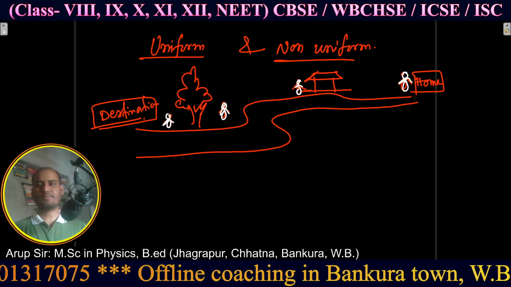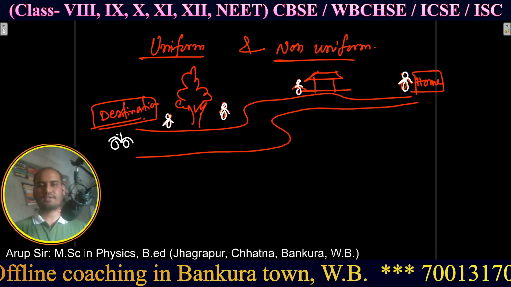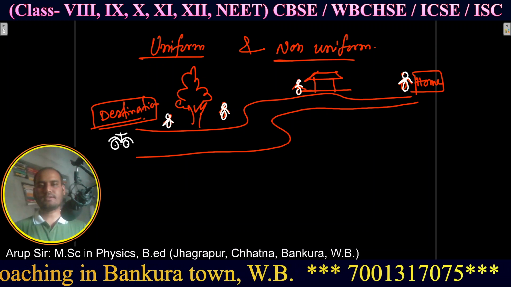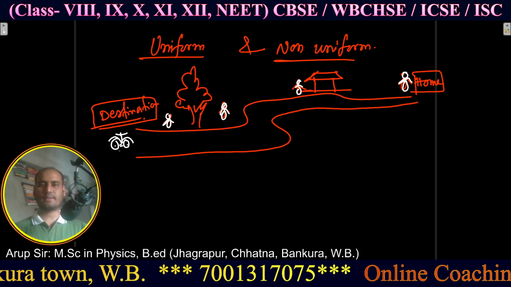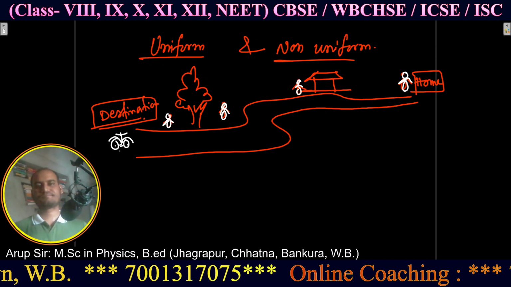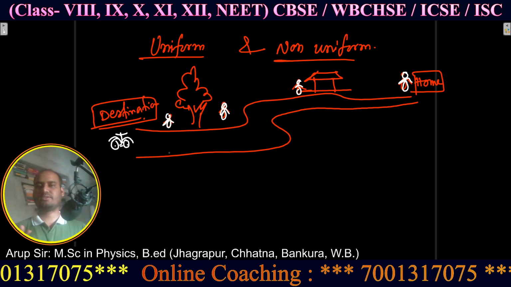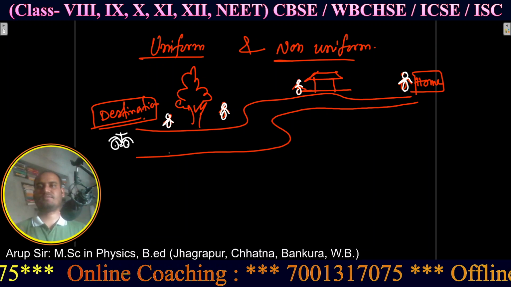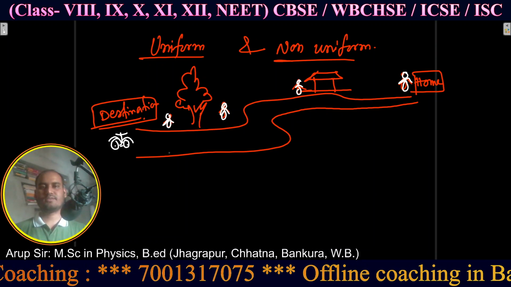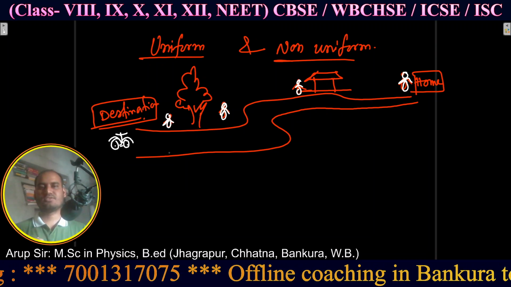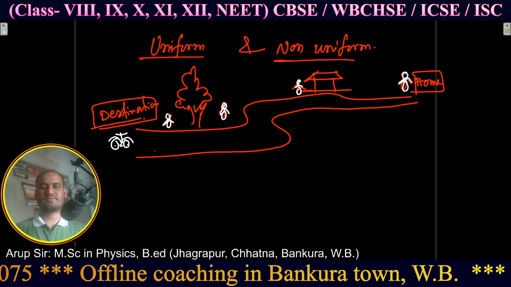Now let's suppose a boy is riding a bike. He has just got the permission to ride the bike from his father, but his father's instruction is that he should not ride the bike at very high speed. Go with slow speed, then you can get the access to ride the bike once again. Okay, this is the condition for him.